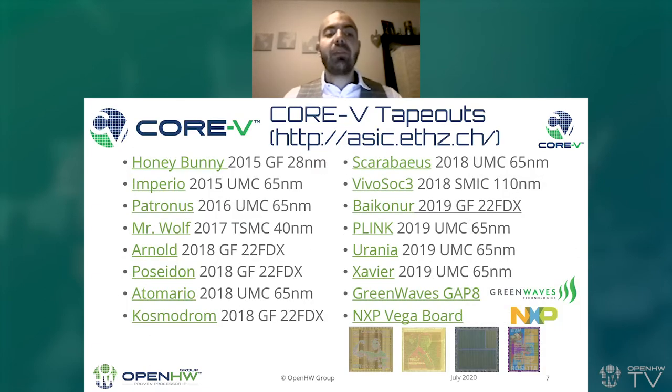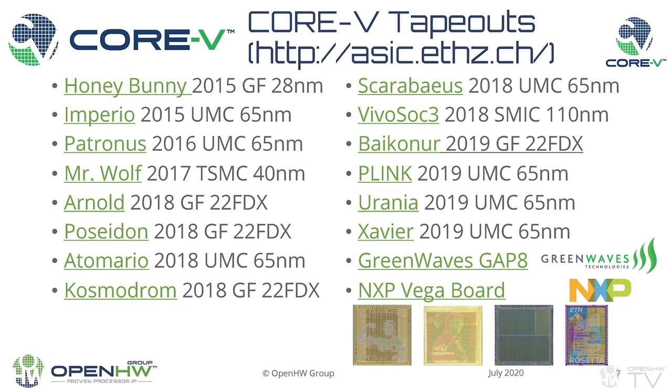If you are curious about the previous CORE-V tape-outs, you can have a look at the ASIC gallery of ETH. You will find the first version of the CV32E40P core, RISC-V, on Ibex in 28 nanometer, up to the last one, the most advanced in 22 nanometers with Arnold, or in 65 nanometer with Xavier, Urania. And if you want to have a look at the professional products, you can use the GAP8 board from GreenWaves, which has many RISC-V cores on board, or the NXP Vega board, which is an evaluation board with our IP. Thanks a lot for your attention.